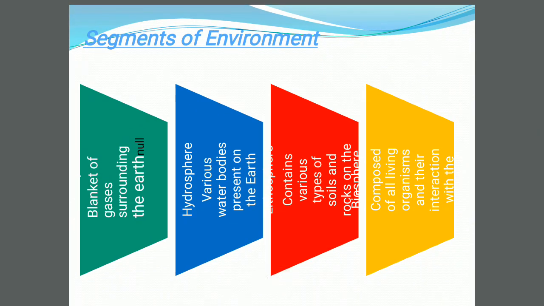Now, segments of environment. There are some spheres around our planet Earth. First is atmosphere. A blanket of gases surrounding the earth is called atmosphere. You already know that gases like carbon dioxide, nitrogen, and oxygen are included in the atmosphere.